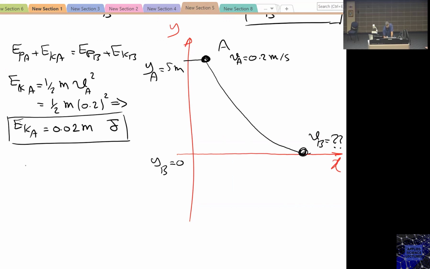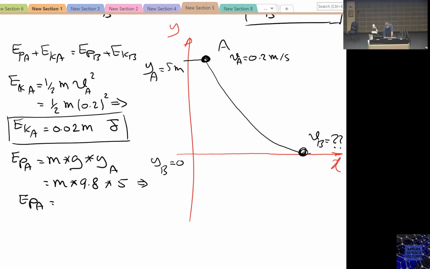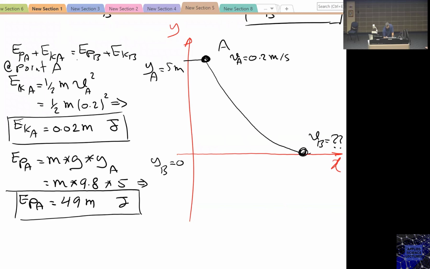The gravitational potential energy at point A is EPA, which is M times G times YA, M times 9.8 times 5, then EPA is 49 M. This is joules. So that's at point A.